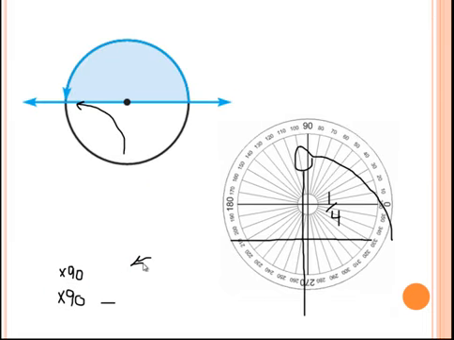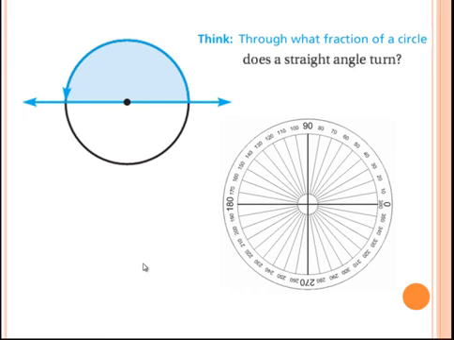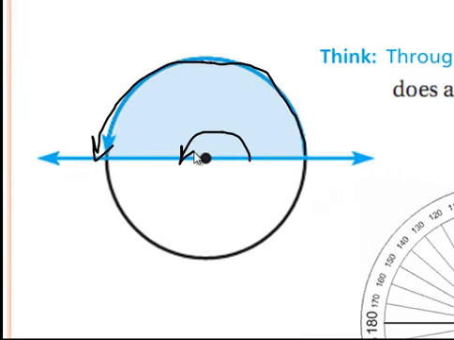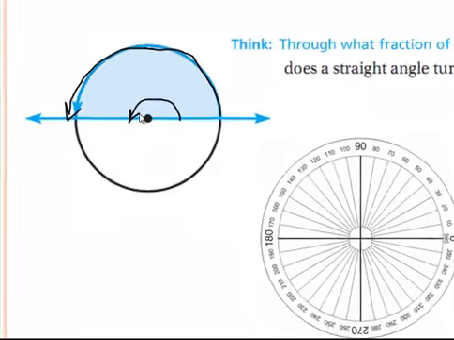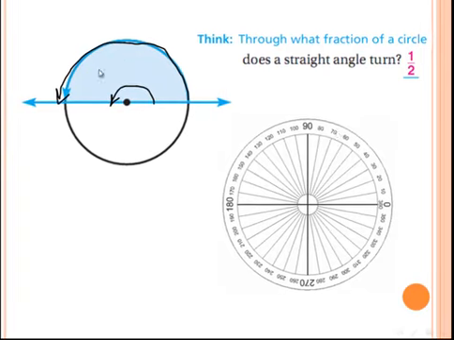Okay, let's go to the next example. Do you remember this part? Which fraction should I write to represent this part? Great, 1/2. Now when I think about what fraction of a circle a straight angle turns, look, it's a straight angle. Do you remember it? Straight angle from here to here. What fraction of a circle does a straight angle turn? Of course, 1/2. Yes, 1/2. How many degrees inside 1/2?